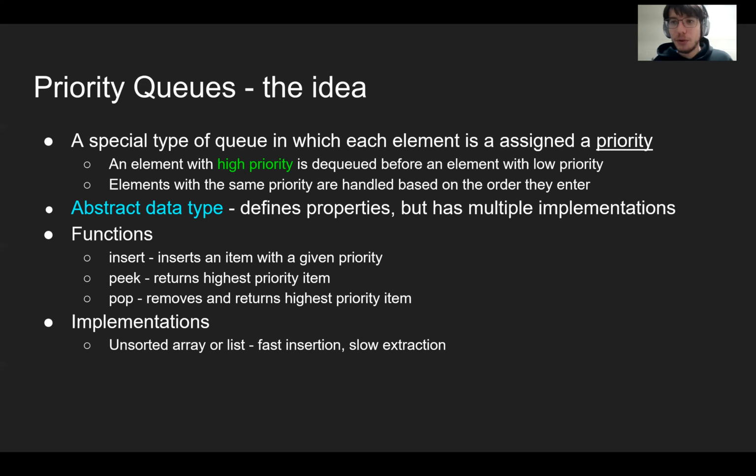It's great because you can just add it to the end of the array or list, which is good. But then when you actually want to take an element out, you have to go through the whole list and find it. So that's O(n) time to extract, but O(1) time to insert. So maybe that's good. But another way is a sorted array or list: slow insertion, because you have to maintain sortedness, and then fast extraction.